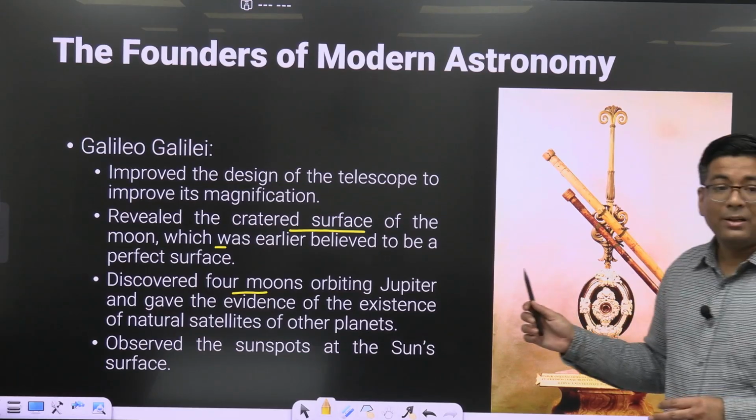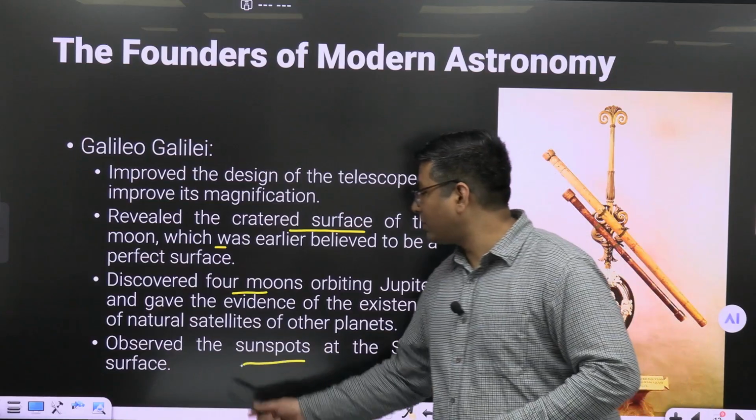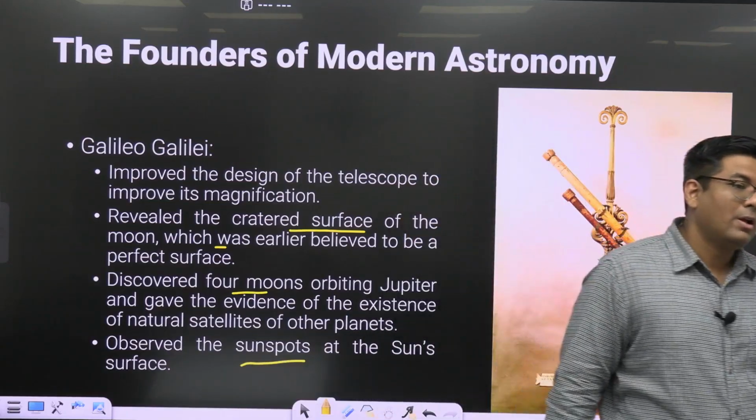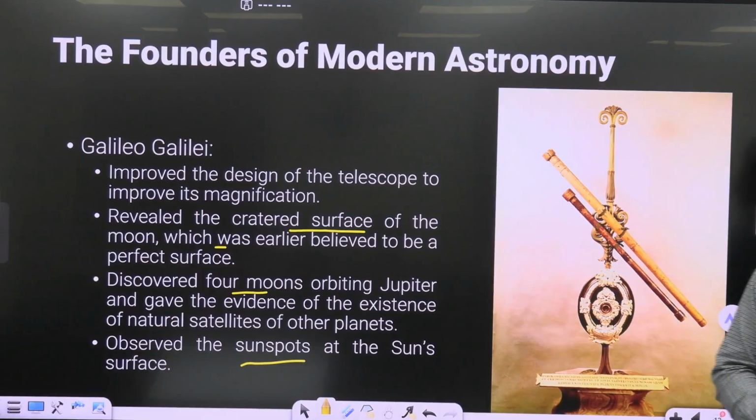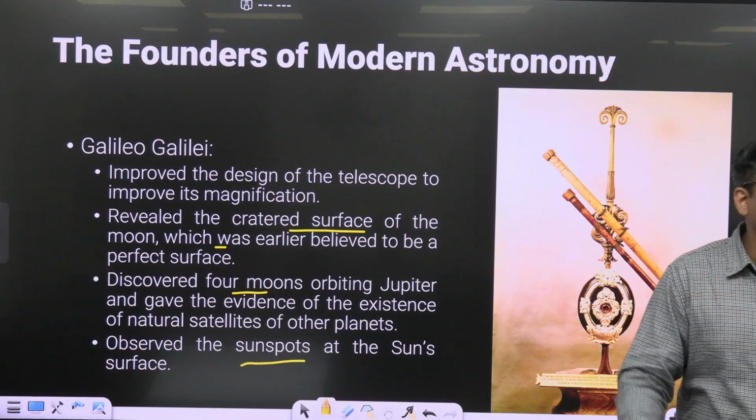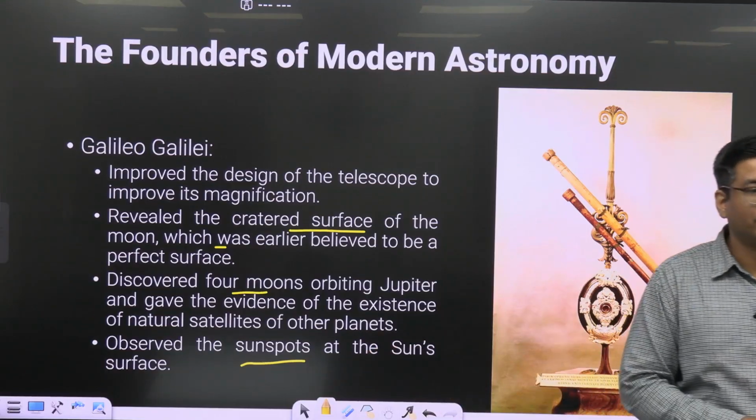Apart from that, he also proved what Pythagoras was trying to prove. Pythagoras went blind observing the sunspots on the sun. The second person to go blind was Galileo Galilei.